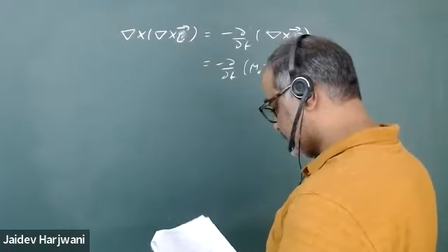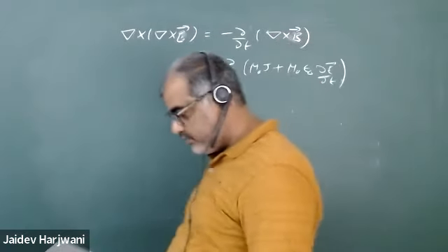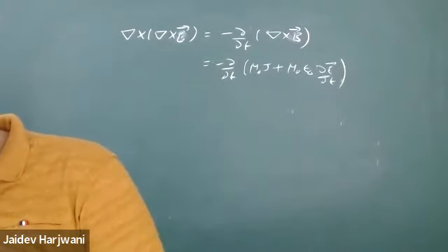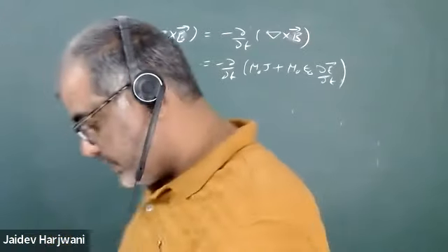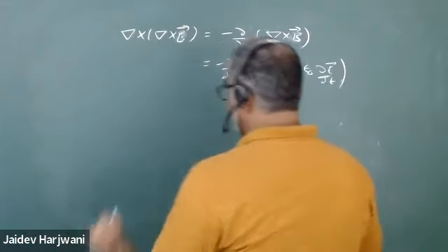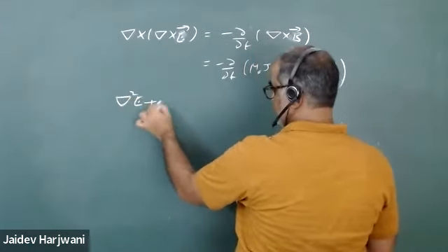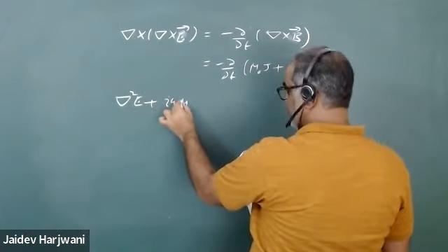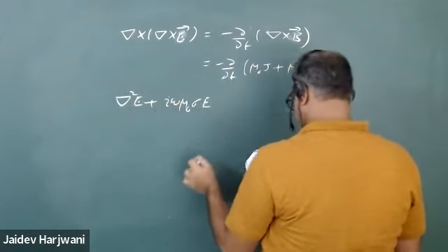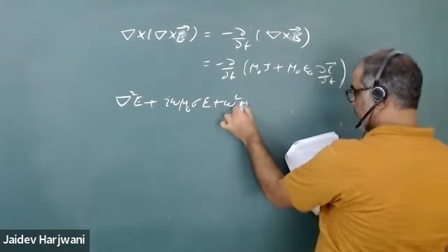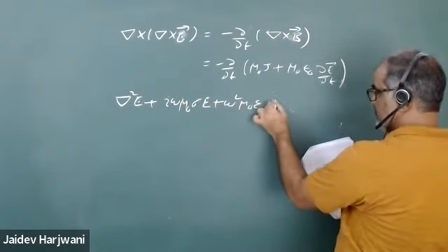Now just solve this one. Put the electric field values and solve this, and let me know what expression is coming. I am directly writing this expression: del square E is iota omega mu zero sigma E, and then it should come omega square mu zero epsilon zero E.